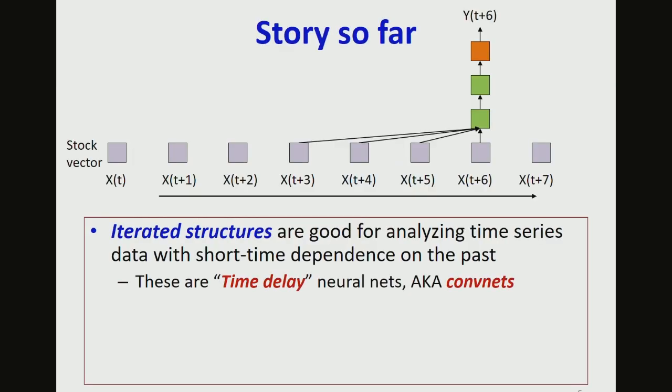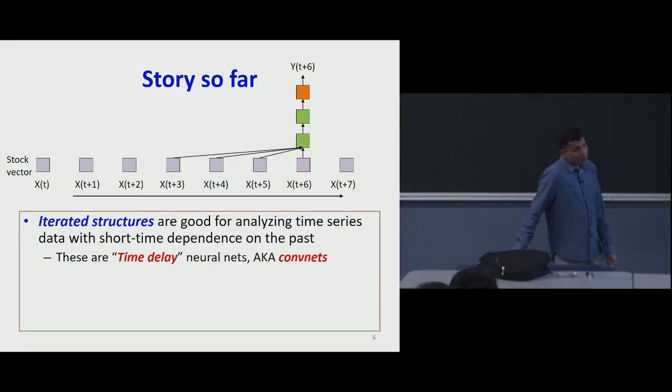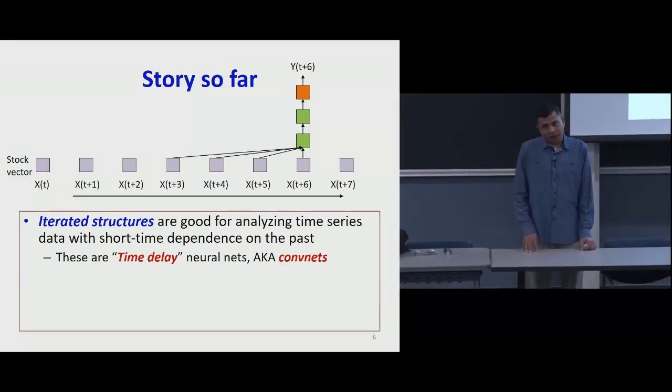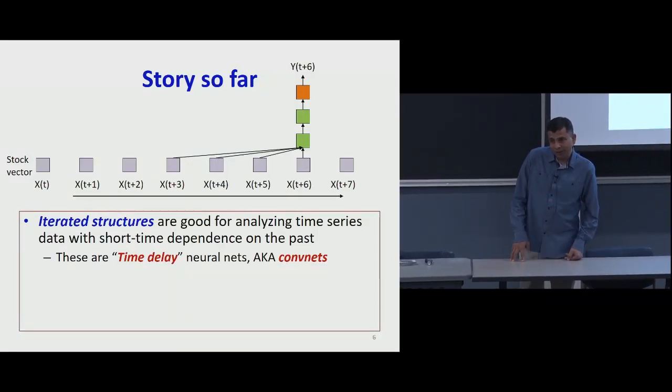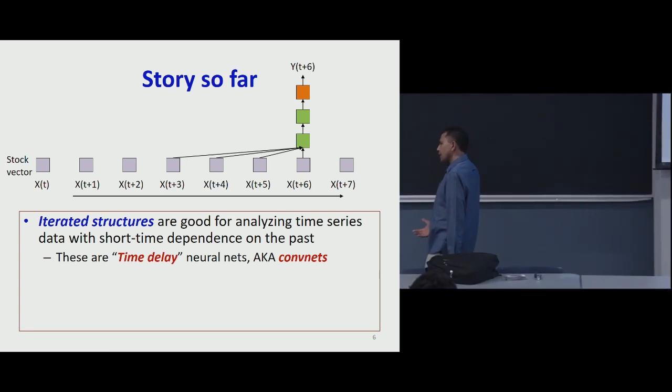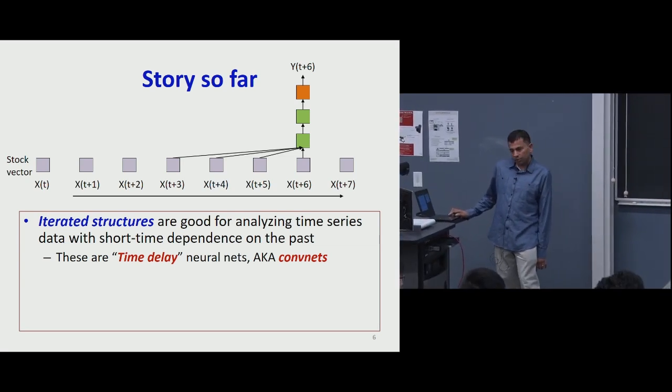So quick recap, everything that we've done so far. We just saw that iterated structures like these are good for analyzing data with short time dependence in the past. So for instance, if you assume that your current prediction can be made based only on the past few observations, then a network structure such as this one would be able to make the predictions just fine. So these were time delay neural networks, convolutional neural networks, and such like, right?